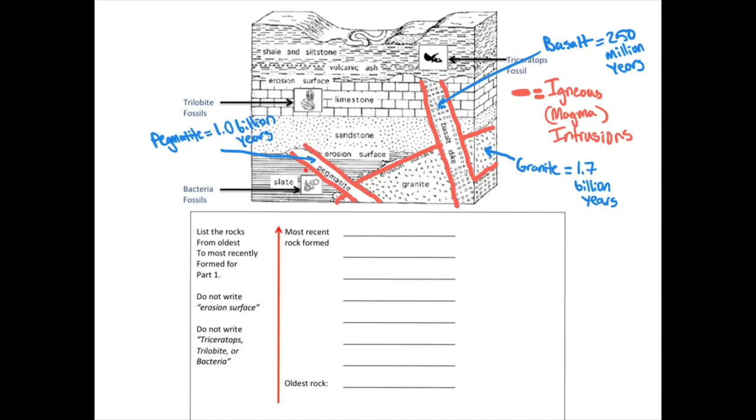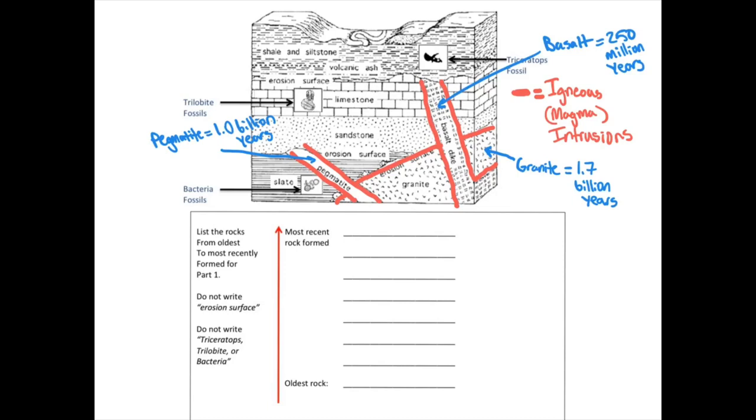We have our pegmatite, which is 1 billion years old. And we have our basalt, which is 250 million years old. Million, not billion. So the basalt is definitely the youngest layer out of these 3. So we can find the exact age of these 3 rock units using radiometric analysis, just like we did in the first part.